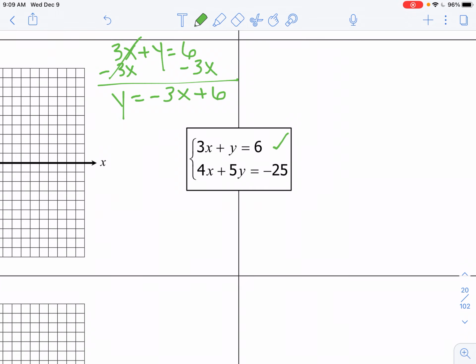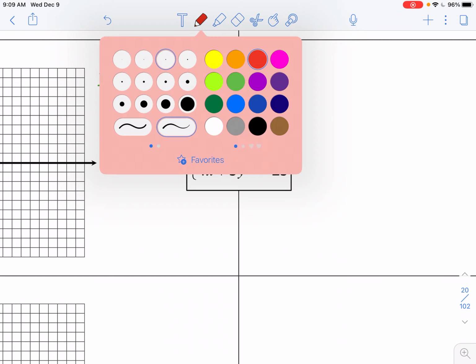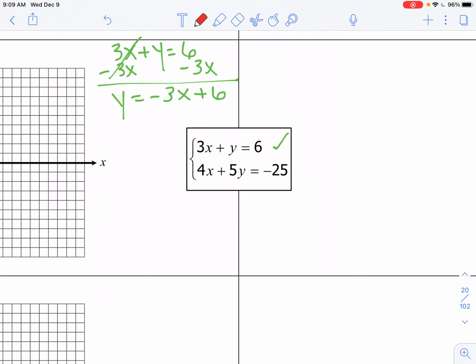All right, I'm going to switch out colors. Let's do red, Christmas colors. All right, now we got to turn around 4x plus 5y equals negative 25. First step, get your x term to the other side. It's positive, so we're going to subtract it.